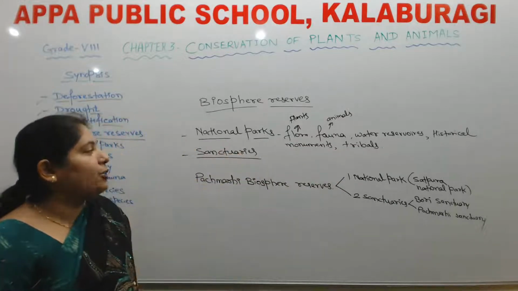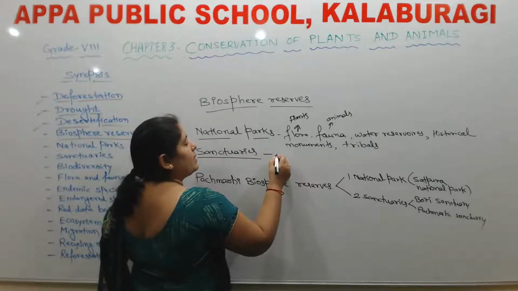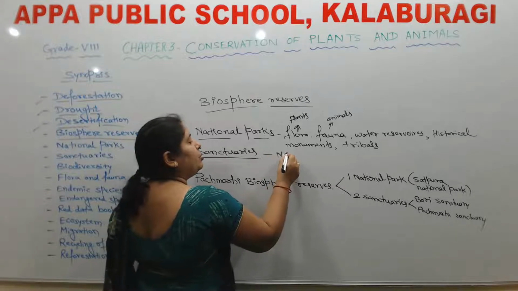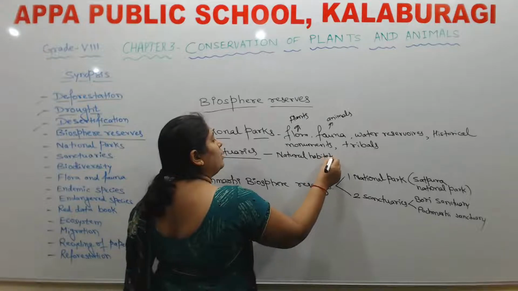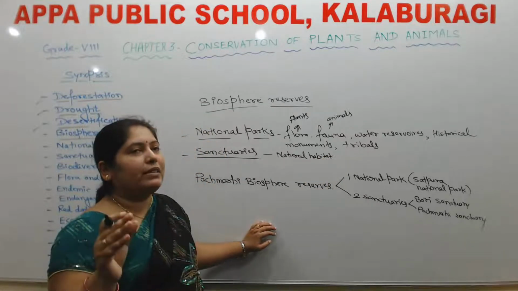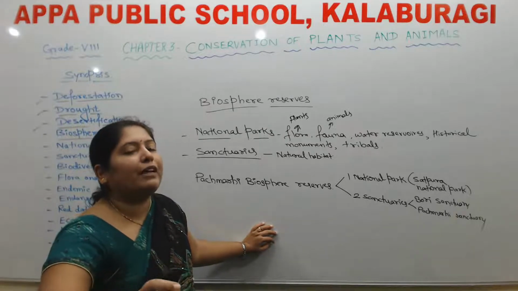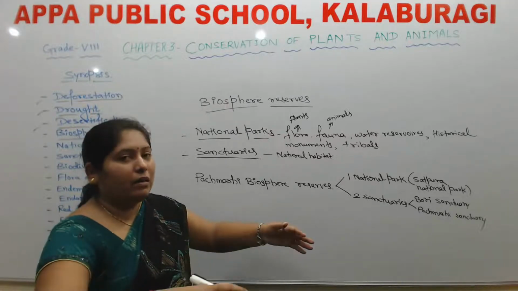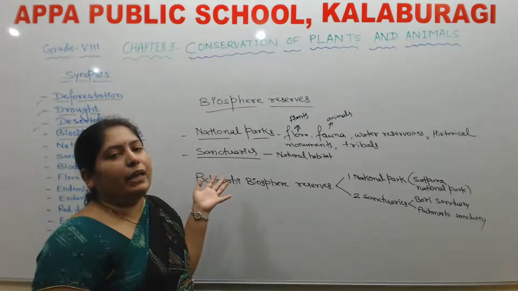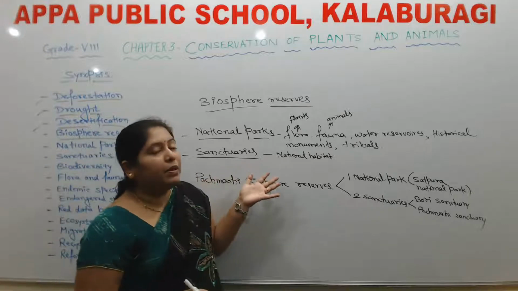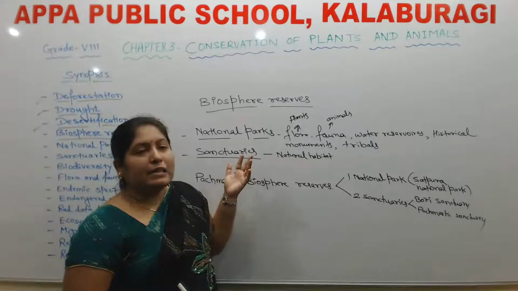So coming to the sanctuaries. Sanctuaries are nothing but the natural habitats. Natural habitat means wherever the particular animals are present, there only we are going to give them the protection. There only we are building the territory and giving the protection to those particular animals which are endangered, right? Not only animals, even to the birds, even to the insects like butterflies and all, we are going to give the protection in these sanctuaries.